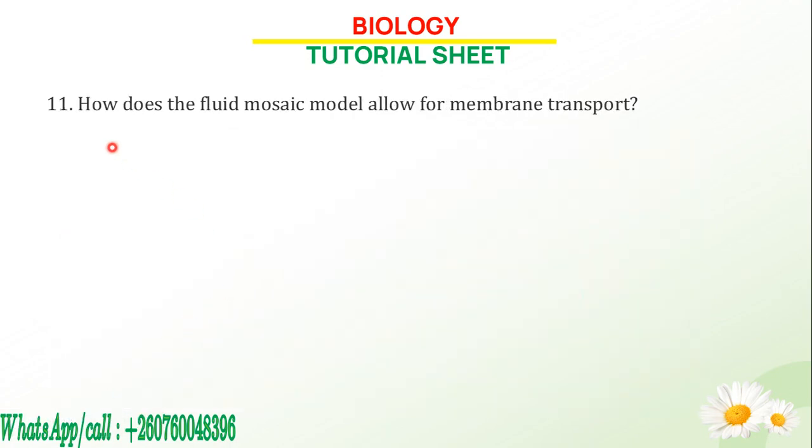Let's go to, how does the fluid mosaic model allow for membrane transport? Don't forget this is a cell membrane. You know the cell membrane is selectively permeable. It allows some molecules to go in and out, not so? Now, how is that transport facilitated? Because you know that small molecules as well as large molecules are capable of crossing the cell membrane, in and out.